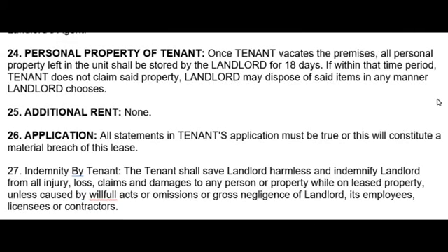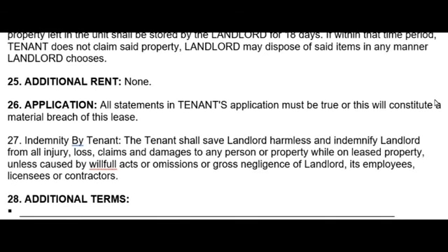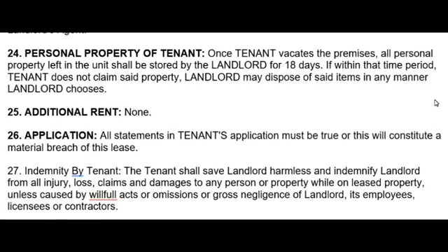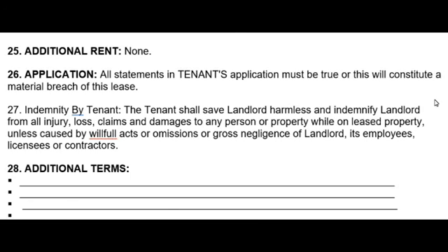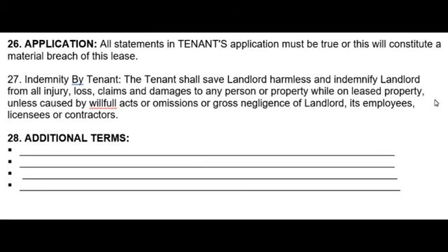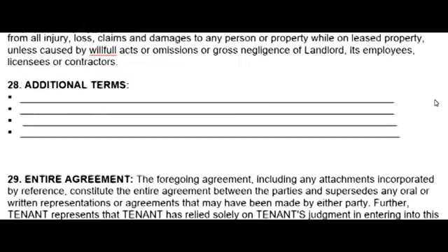24. Personal property of tenant. Once the tenant vacates the premises, all personal property left in the unit shall be stored by the landlord for 18 days. If within that time period the tenant does not claim said property, the landlord may dispose of said items in any manner the landlord chooses. 25. Additional rent? None. 26. Application. All statements in the tenant's application must be true, or this will constitute a material breach of this lease.